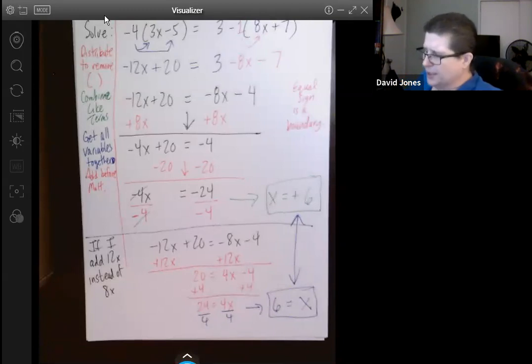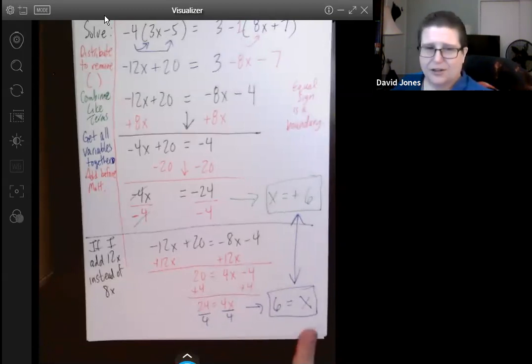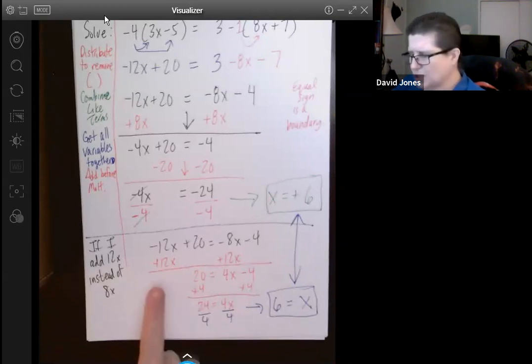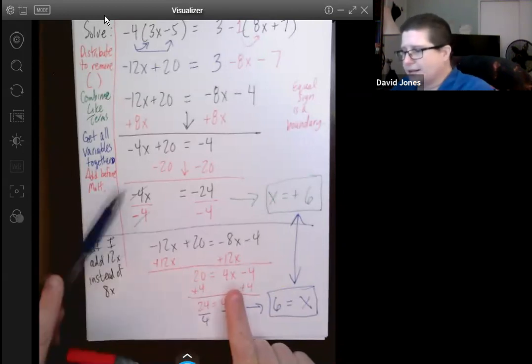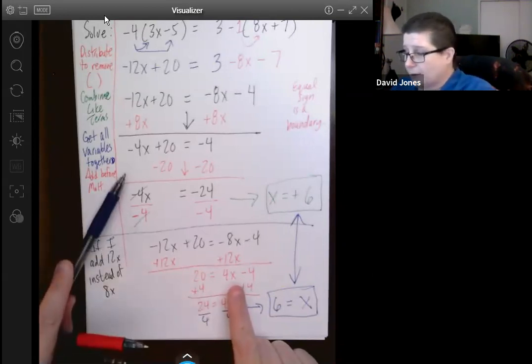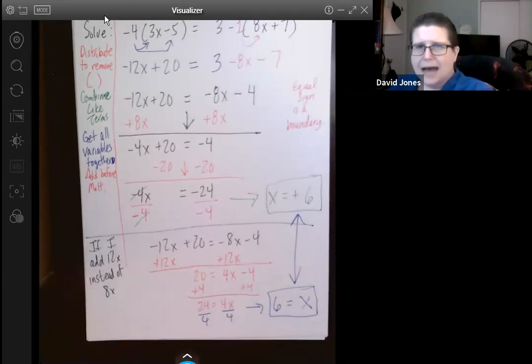Now, why would I do it this way? Some people don't like having the x on the right. But notice what happened. By moving the 12x, I ended up with a positive 4x rather than the negative 4x I had up here. That is the preferable way. The reason why is it's easy to lose that minus sign, especially if you have a fraction. Sometimes that minus sign looks like part of the fraction bar and you just lose track of it, and your answer ends up being wrong.